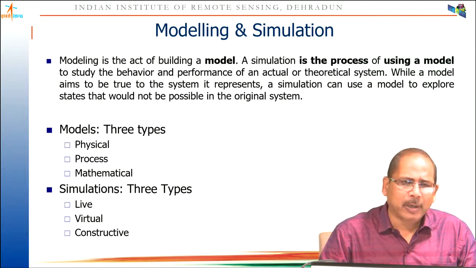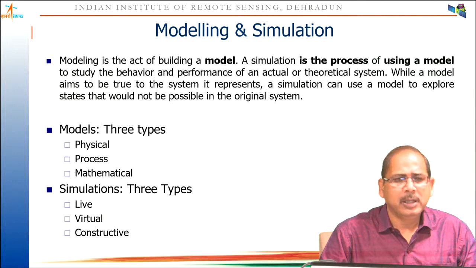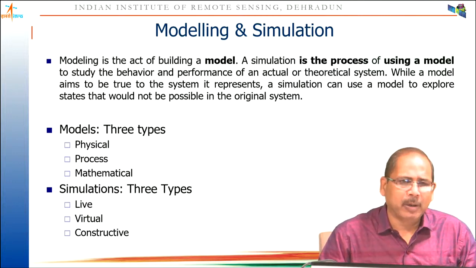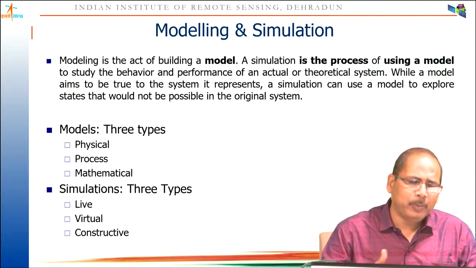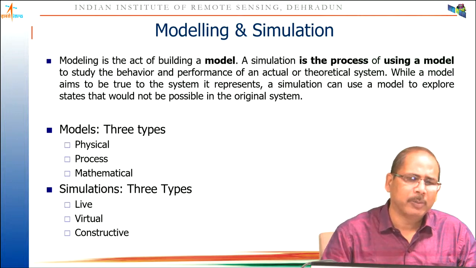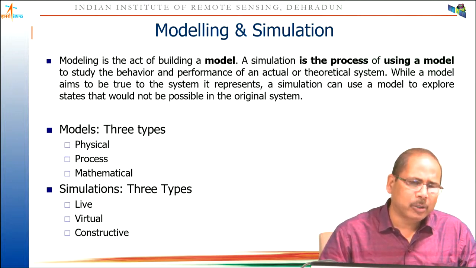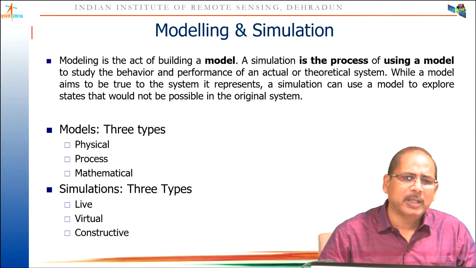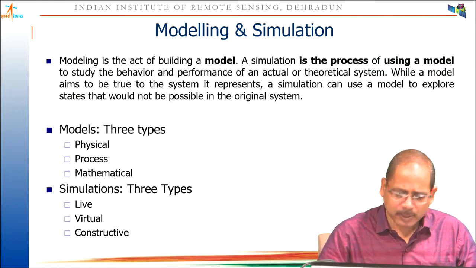So, three types of models we have. One is called a physical model, the second a process model, and the third a mathematical model. In case of simulation, we have three types of simulation. One is called live simulation, the second is virtual simulation, and the third is constructive simulation. So now I hope you are understanding the difference between model and simulation. Ultimately, simulations use models, because by using models we can generate the simulation, and these are examples of simulation.